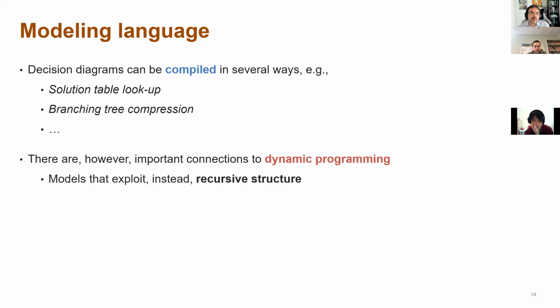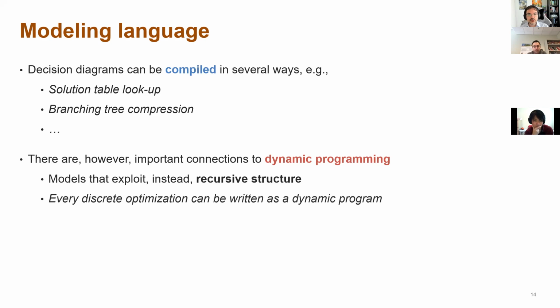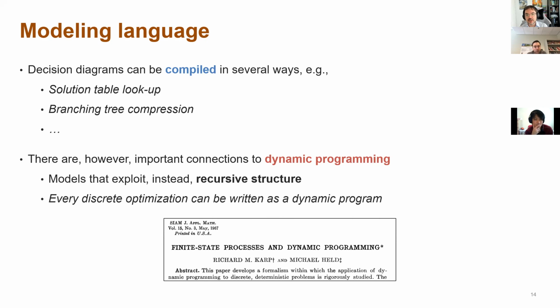So what is dynamic programming? Dynamic programming are models that exploit recursive structure as opposed to polyhedral structure, right? So now, every discrete optimization problem, especially if you have finite domains, you can always write as a dynamic programming model. Not that it's a good idea. We don't do that often because I think we're just not used to doing it, but there are a lot of discrete optimization problems you can write as a DP, and very classical papers from Karp and Held.